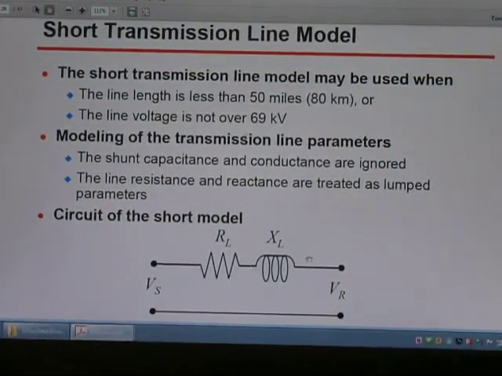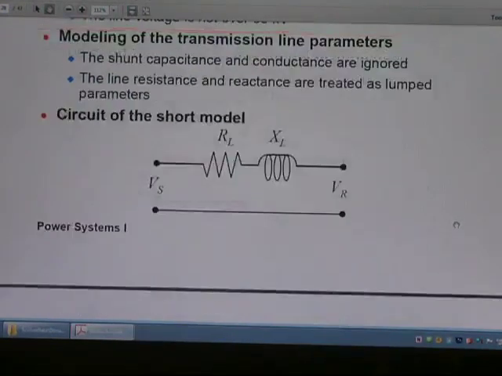The short line is a line whose resistance and inductance are small and whose length is less than 50 miles or 80 kilometers. The line voltage will not exceed 69 kV. A line of 69 kV and 50 miles or 80 kilometers is a short line.